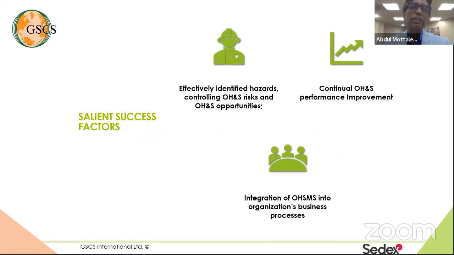And now I can see the silent success of the factories after the audit. What we identify is effective hazard control of the health and safety risks and opportunities, as well as the factory now moving toward continual improvement through continual performance of health and safety. And the last one is the integration of the occupational health and safety management system into the organization's business processes. So these three areas are the key success of auditing in the industry.